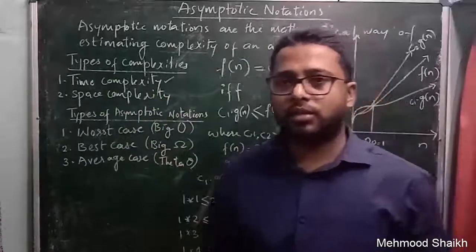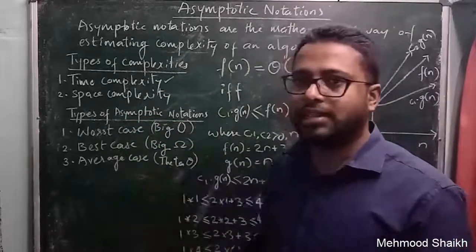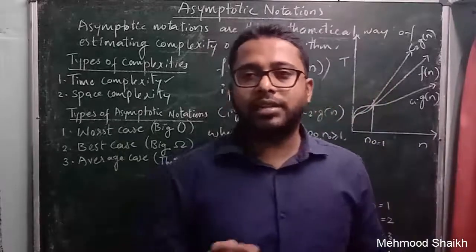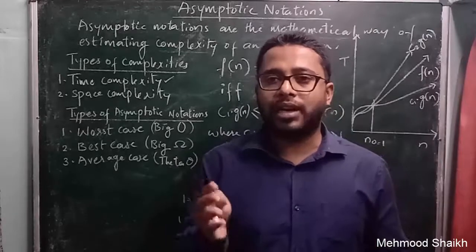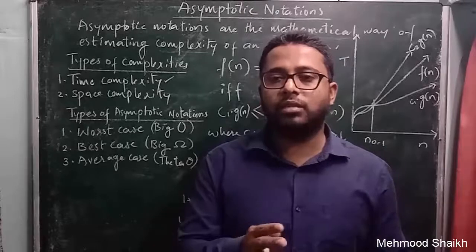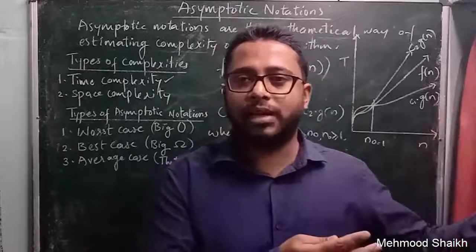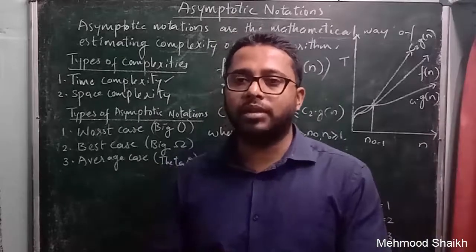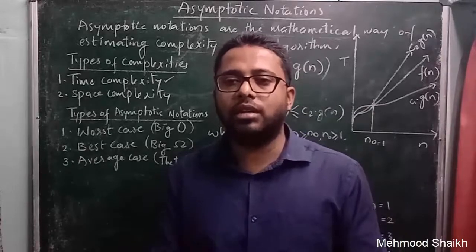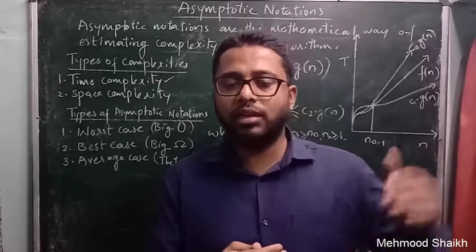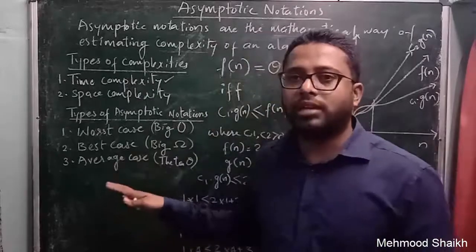Now we will see the third type of asymptotic notation, which is the theta notation, and we can also call it the average case scenario. Average case estimation is where we try to calculate the average time required for an algorithm to execute itself. Because every time it may not happen that your algorithm will take maximum time, and every time it may also not happen that your algorithm will execute in less time. It may be possible that your algorithm takes average time which lies between the maximum time and the lowest time. That is what the average case scenario is.